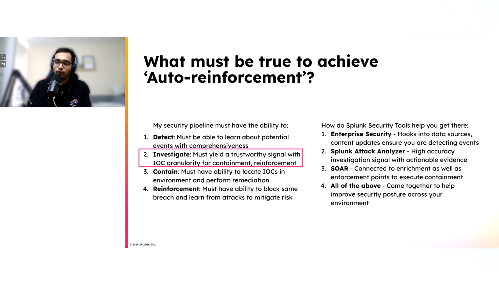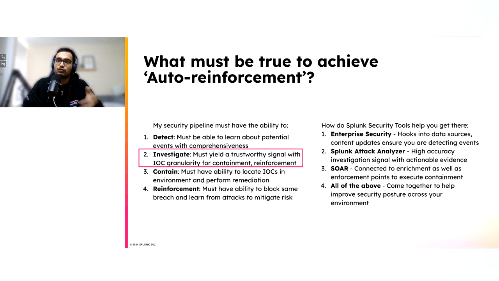So if I want to achieve auto reinforcement within my environment, right, my TDIR stack or my security pipeline must be able to detect potential events with comprehensiveness. Now, comprehensiveness comes with the cost of plumbing a bunch of noise through my systems, right? Which means I need a trustworthy investigation layer that can yield IOC level granularity for things that are actually bad and need containment or reinforcement. But I also need an investigation layer that I can trust to filter out noise and tell me what is not security business, right?